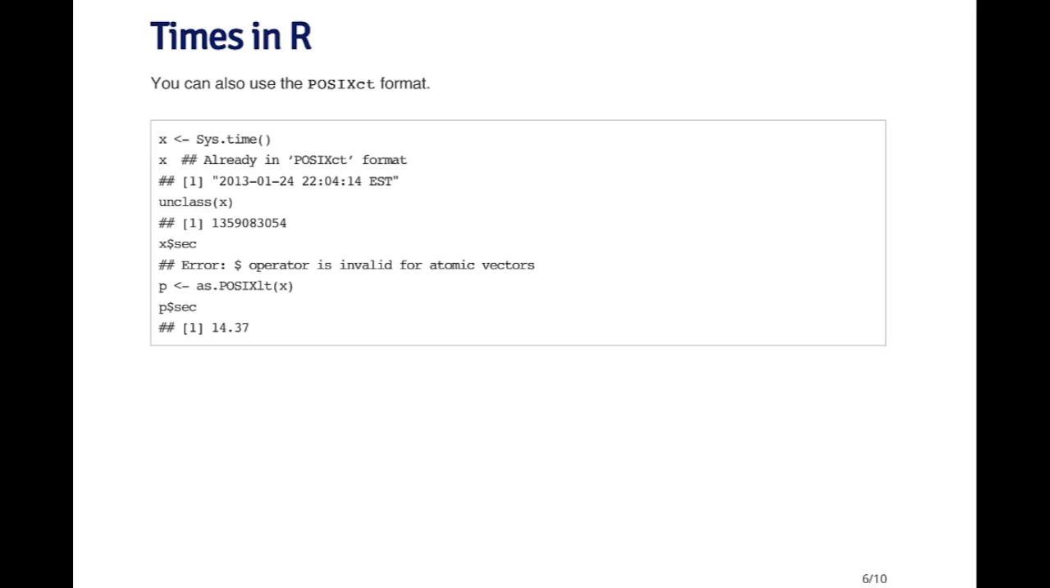If you want to get those list elements out, you have to convert it to POSIXlt using the as.POSIXlt function. Then I can get the seconds out. In this case, it's 11.88 seconds.